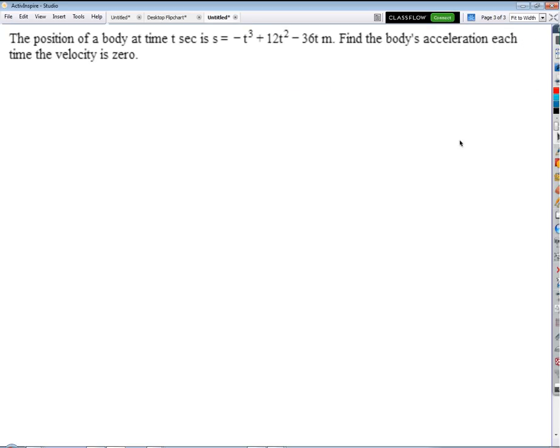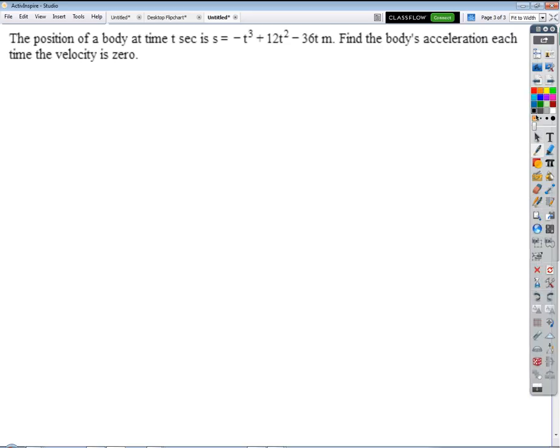All right. Write it down. I wrote this down about six years ago. This is a very good problem. I really like this one. The position of a body at time t is given to us. Here's our position function, s. Find the body's acceleration each time the velocity is 0. This is not a difficult question, but you have to understand what they're asking, which is why it's a good question. The math is not hard. So let's write down our position function, which I'm going to write as s of t.